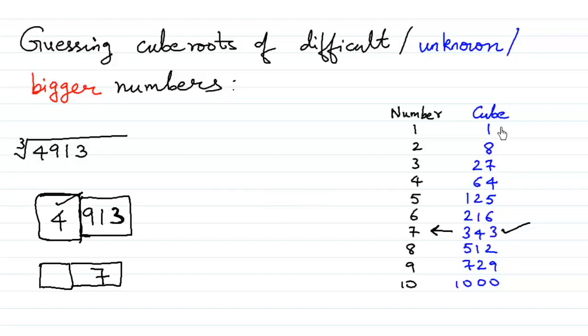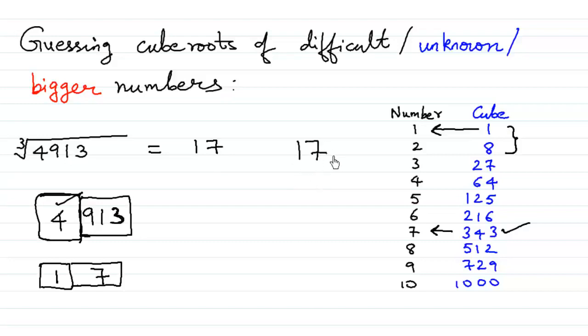Now we come to this number 4. Where does 4 lie in this column of cubes? We can't see a 4 here, but 4 comes in between 1 and 8. What is the smaller number? The smaller number is 1. And what is written opposite to that 1? 1 is written. So we write a 1 here. So the cube root of this is 17.